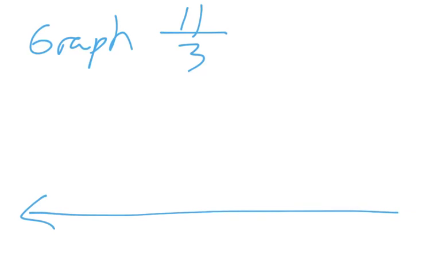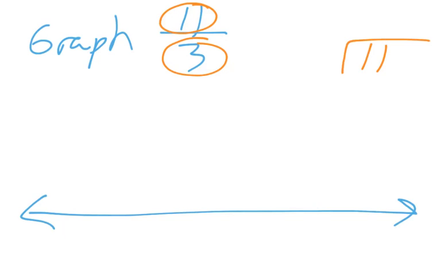Graph 11 over 3 on a number line. Okay? Now, it's tough to look at that and know exactly where it lies for a lot of people. So what we're going to do is we're going to divide the numerator by the denominator. Now before we do anything, notice that 11 is a lot bigger than the denominator of 3. So therefore this fraction is going to be greater than 1. Okay? So we go over here. We put 11 underneath and 3 on the outside.